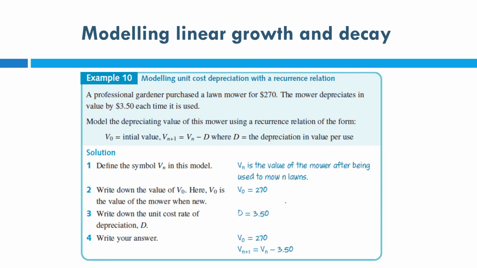So let's have a look at an example. A professional gardener purchased a lawnmower for $270. The mower depreciates in value by $3.50 each time it is used. Easy. So the initial value, V of 0, was $270. Every time we use it, we lose $3.50.